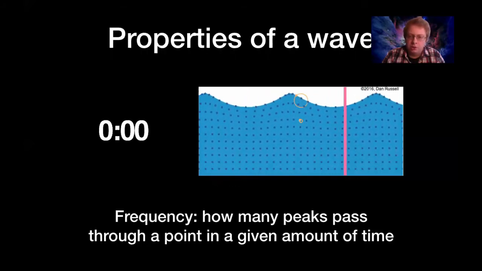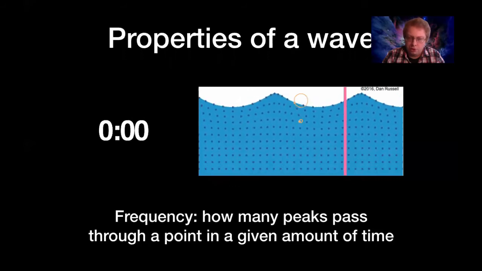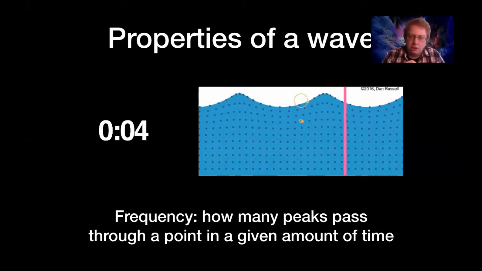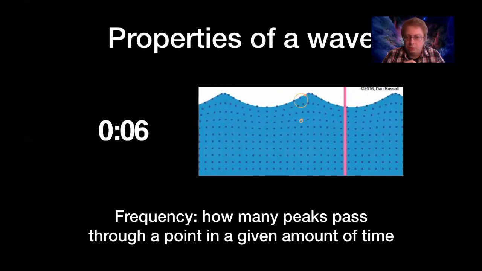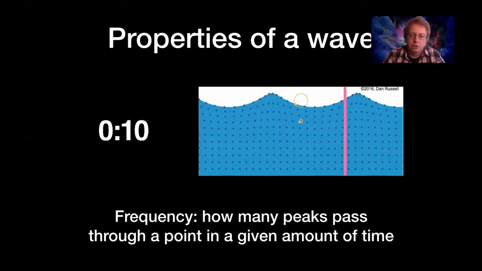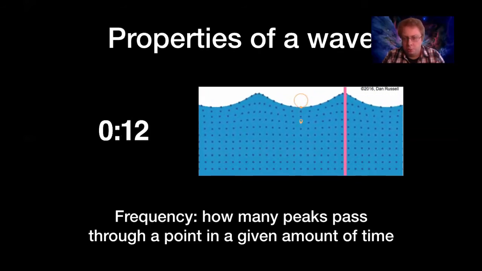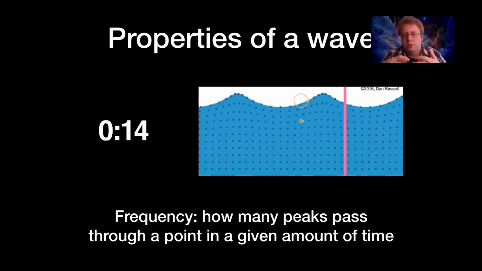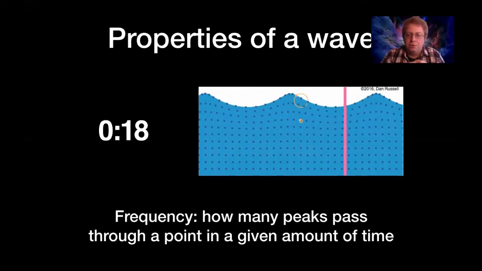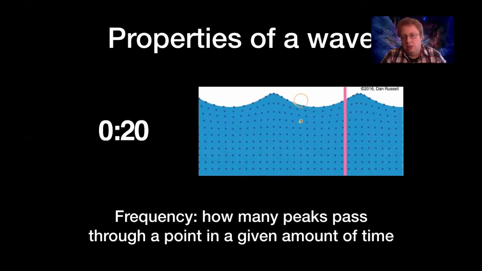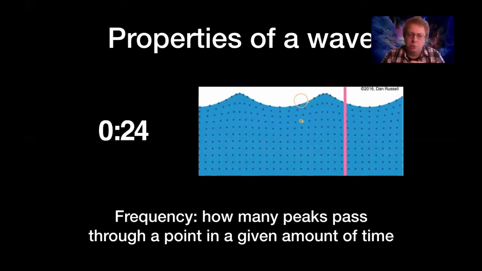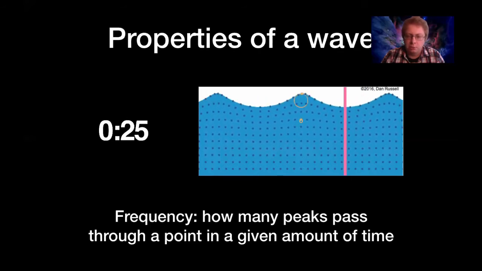So I'm going to start the timer right when this crest hits. So now the timer is going. I'll let it run for 10 seconds. And I want you to count how many peaks make it through that line. So there's 10 seconds. I counted 4 peaks. So the frequency of this wave is about 4 cycles every 10 seconds. Or if you just do that division, about 0.4 cycles per second.